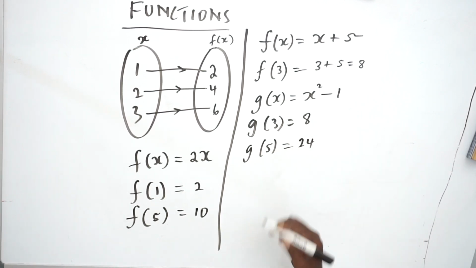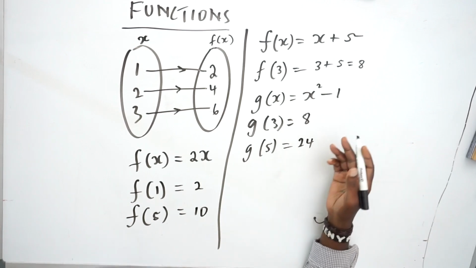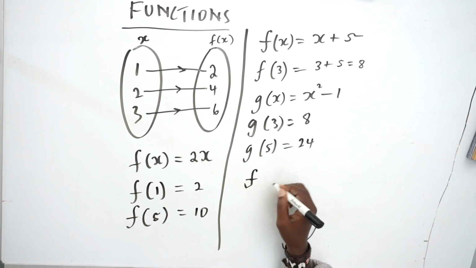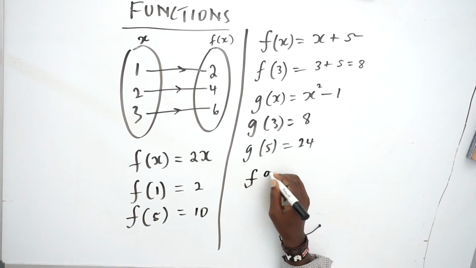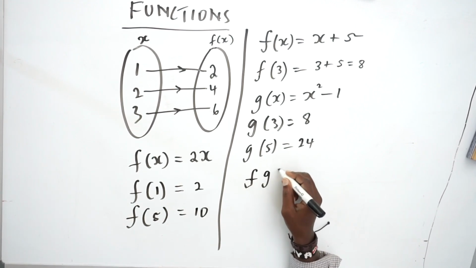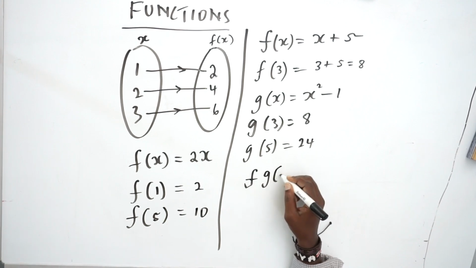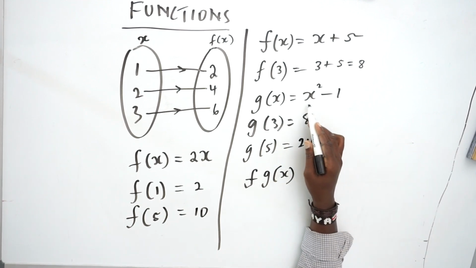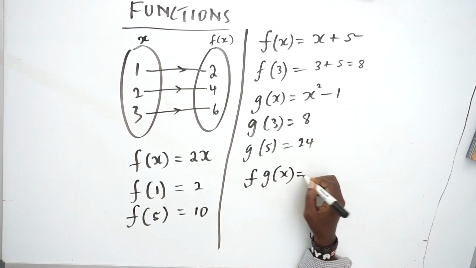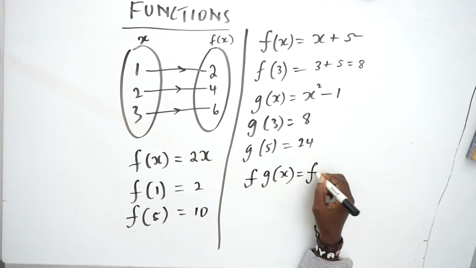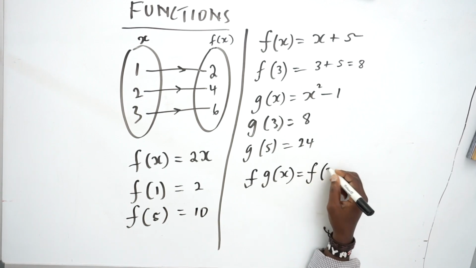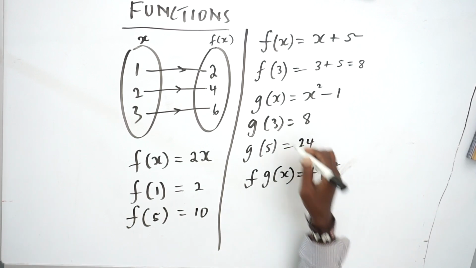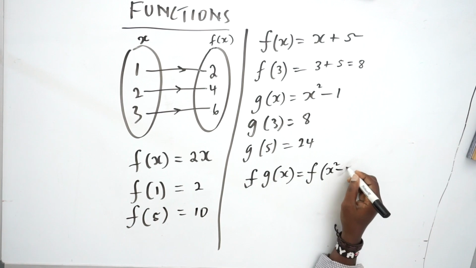If two mappings occur at the same time, for example, f of x and g of x are occurring together, so if x is following g of x, and g of x was x squared minus 1, it would mean that f is now acting on x squared minus 1.